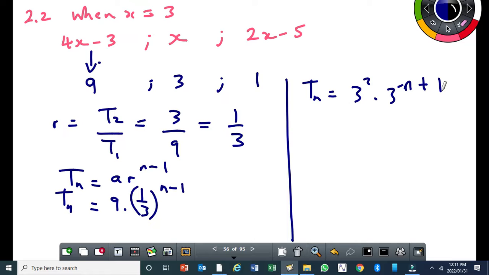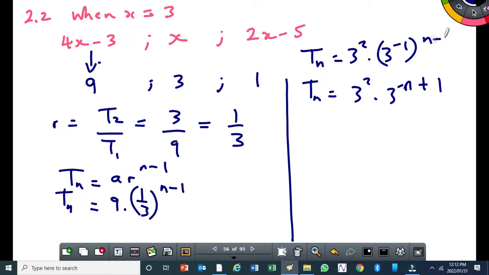First law of exponents. I hope you are all aware. Can I have your attention? 1/3 is the same as 3 to the power of minus 1. Do you remember that? And 9 is 3 squared. So, actually I was supposed to show you this step: 3 squared times 3 to the power of minus 1 raised to the power of n minus 1. So you must have that step first. Then you just add the exponents, but to remove the brackets, you multiply the exponents. So you get minus n plus 1.